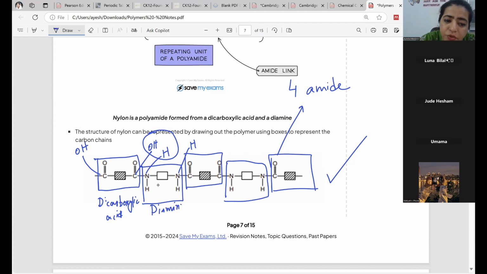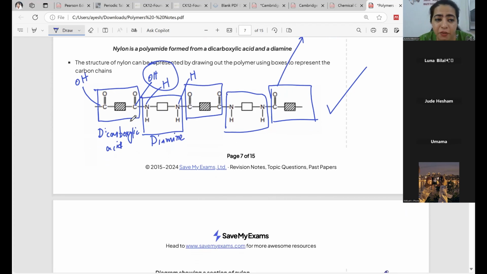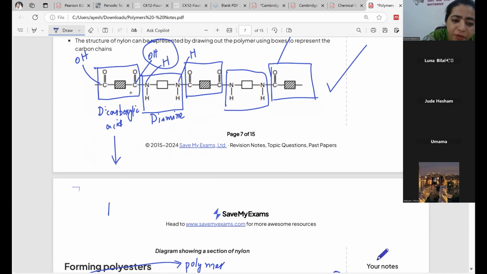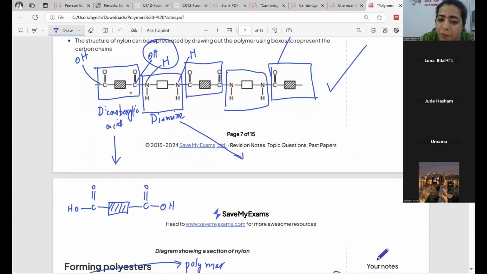So if they are going to give you this whole structure, you can easily get the monomers back. How? Just make this one. Again, you can make the box, the shaded one. You can make C double bond O on both sides. Then just connect the OH back on both sides. So this is a dicarboxylic acid monomer which is joined together. Same way you can get the structure of diamine. Make the other box, the unshaded one.